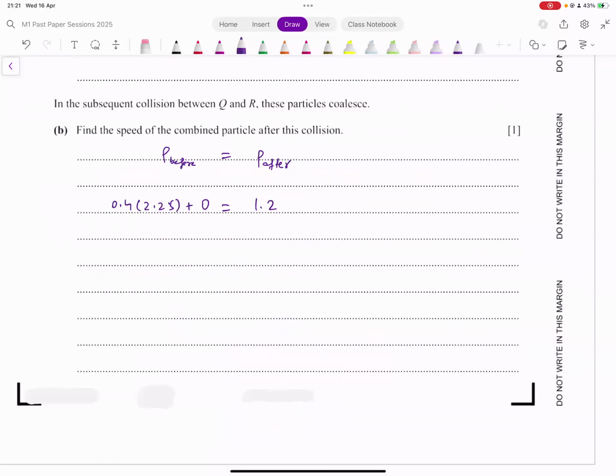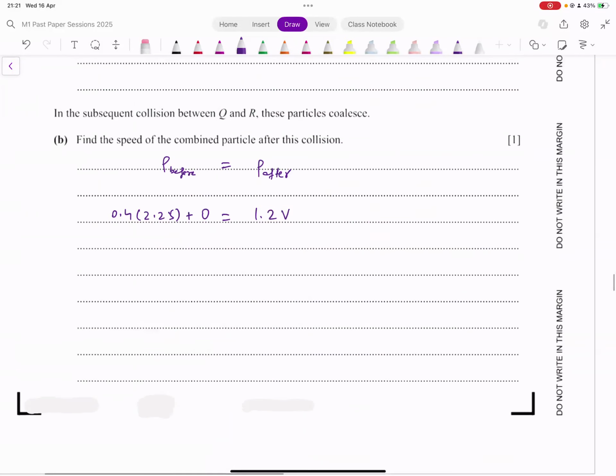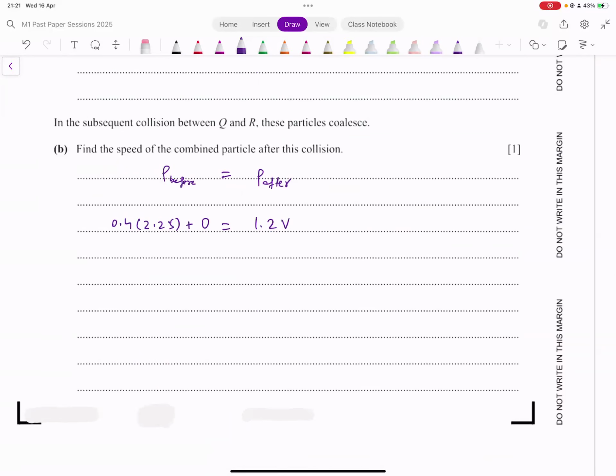into velocity of the combined particle. Let's call that particle C, the combined particle. So VC, what does that turn out to be? 0.4 into 2.25, that's 0.9. 0.9 over 1.2, that will be 0.75. 0.75, that's the velocity or the speed of the combined particle. Okay, that's the second part.